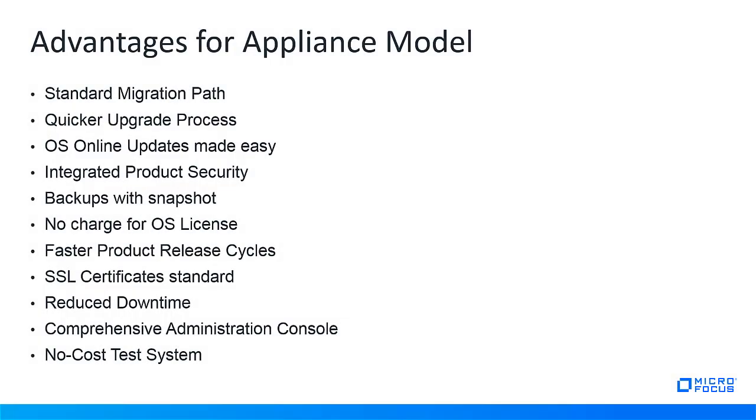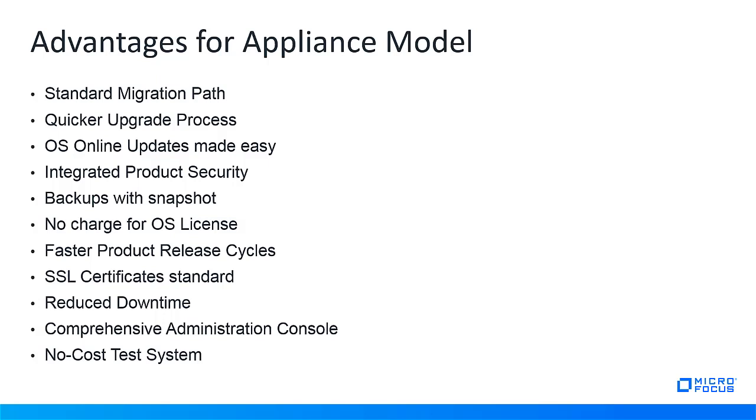Advantages for an appliance model. Starting with version 7.5, standardize the migration path for future versions by using the VA storage and the common appliance framework model. Having an appliance model allows for quicker upgrade processes as the product evolves to newer versions of the appliance and base operating system. And the additional volume helps with quicker upgrades, minimizing downtime.